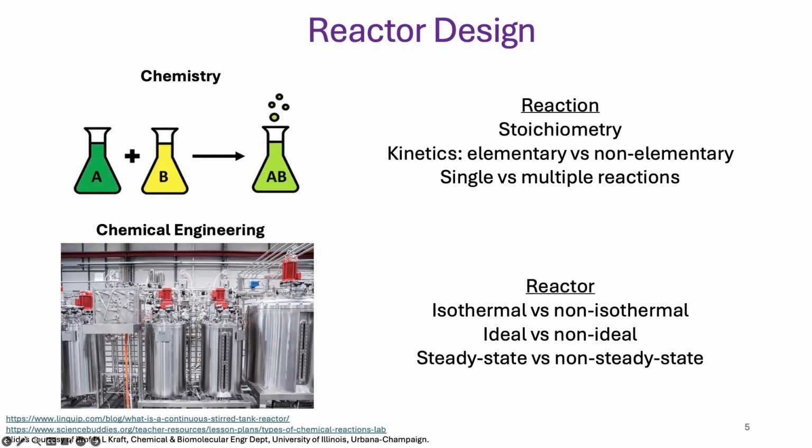But as we move towards reactor design, the environment becomes much more complex, and there are many other factors that we have to account for. For example, as things get larger, it can be harder to maintain the temperature. So is our process isothermal or non-isothermal? Mixing can be more difficult, which can introduce non-idealities. So do we have an ideal or non-ideal process? And then some processes will be inherently steady state, like continuous flow processes, and some will be inherently non-steady state. So knowing the difference is going to be very important.